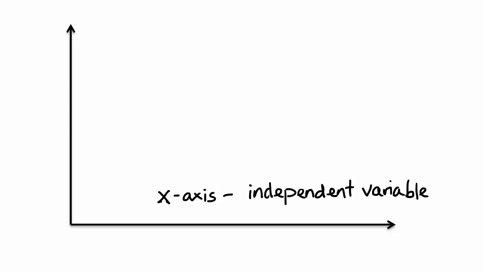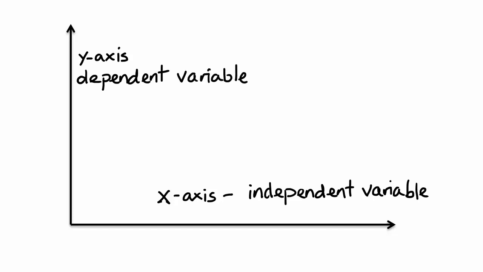On your graph, the x-axis is for the independent variable, the thing that you change. The y-axis is for the dependent variable, the thing that changes as a result of your changes and that you measure.